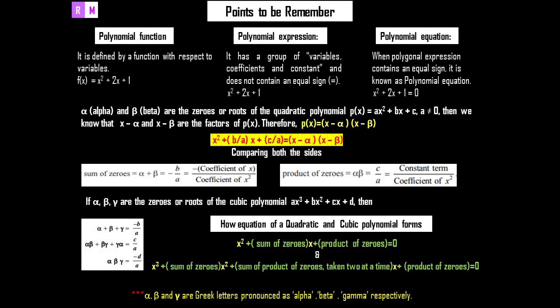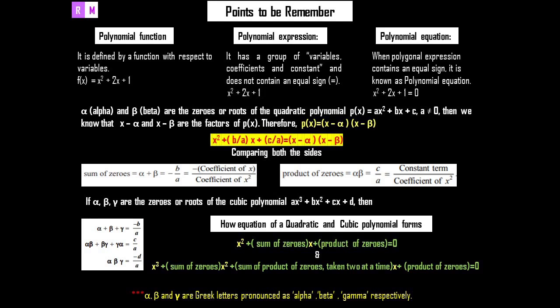If alpha and beta are two zeros of a quadratic polynomial, then x minus alpha and x minus beta are two factors of the polynomial. Now, x square plus b by a x plus c by a equals x minus alpha into x minus beta. Comparing both sides, the sum of the zeros equals minus b by a and the product of the zeros equals c by a.